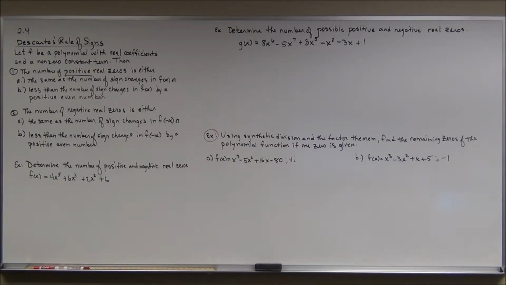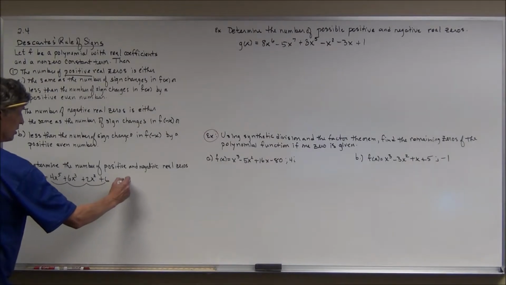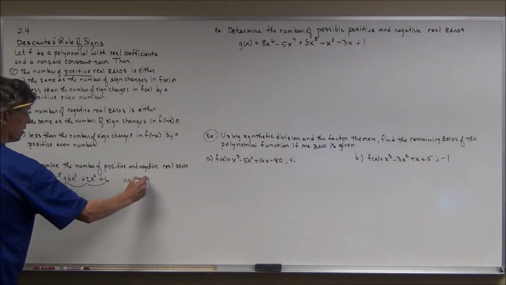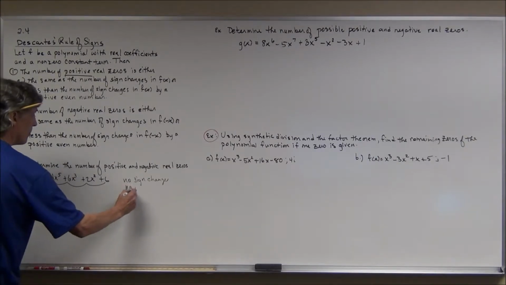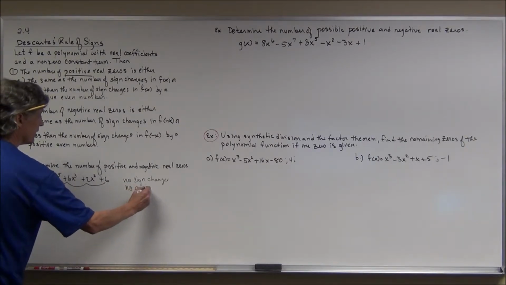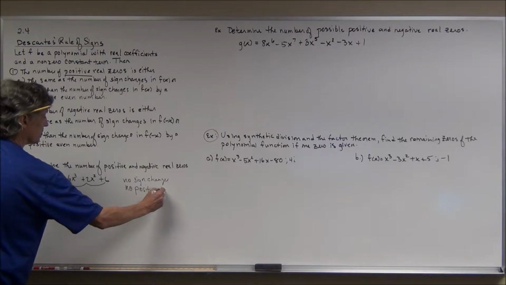So let's look at this example here. Determine the number of positive and negative real zeros. Well, if you look at this, first off, you want it in descending order, and this one is. If you look at f of x, notice how it goes from positive to positive, from positive to positive, from positive to positive. There are no sign changes. That means there are no positive real zeros.